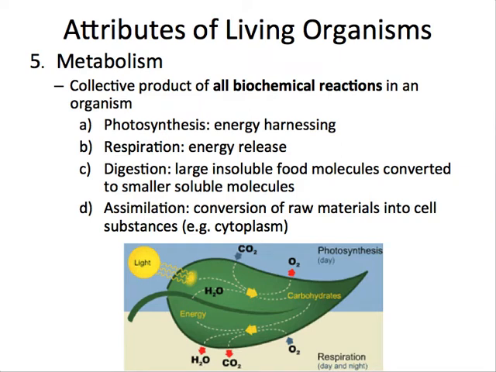Number 5 is metabolism. Metabolism is defined as the collective product of all the biochemical reactions in an organism. Biochemical reactions allow cells to grow, to multiply, and to do their job. Examples of metabolic reactions include photosynthesis and respiration, which we're going to talk about in detail in Chapter 10. Also digestion and assimilation.